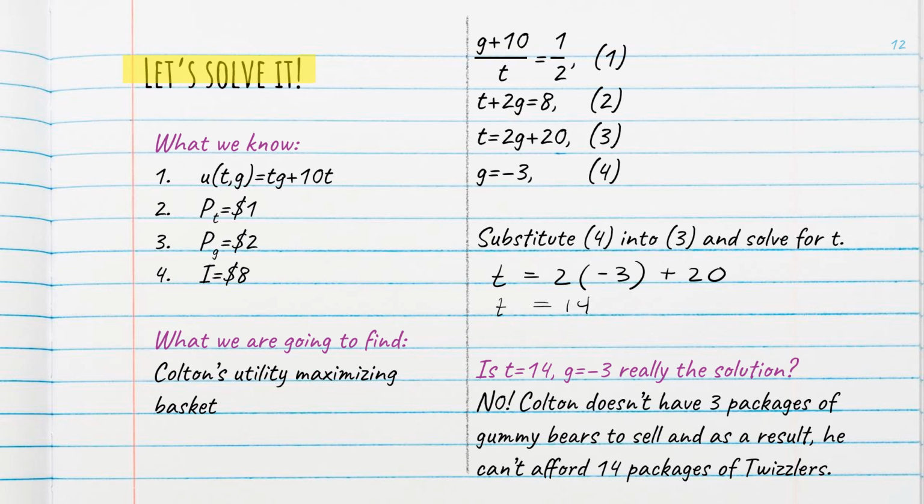The only reason the math is telling us he can buy 14 is because it's making this really strange assumption that we're selling 3 gummy bear packages for $2 each. So Colton has amassed $6 of extra income. And with that $6 from his gummy bear sales, he's able to afford what he really wants, which is 14 packages of Twizzlers. So what's happening here is our tangency condition is in the wrong quadrant. And when we have that solution, we have to reevaluate. We know that G cannot actually be negative 3 because Colton isn't holding any gummy bears that he can sell for extra cash.